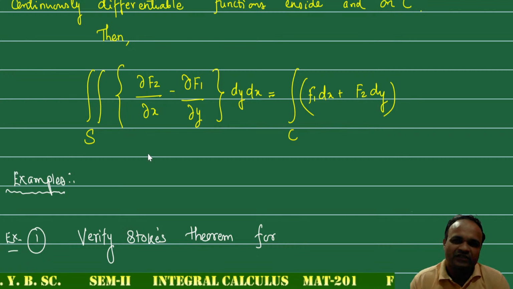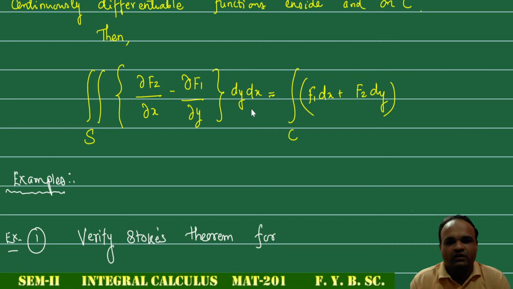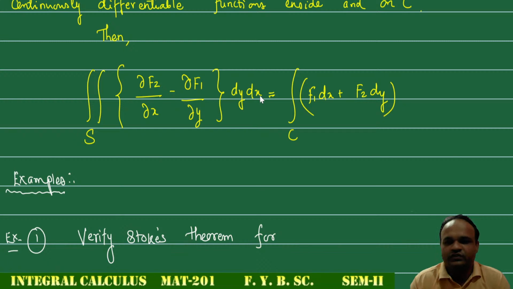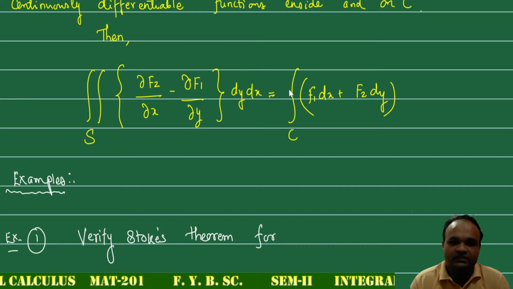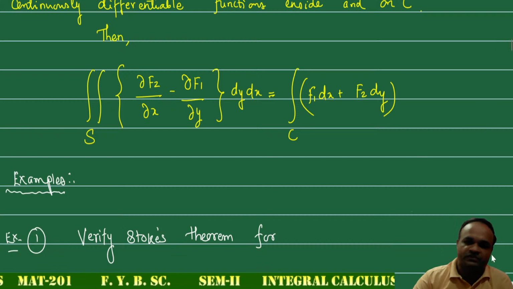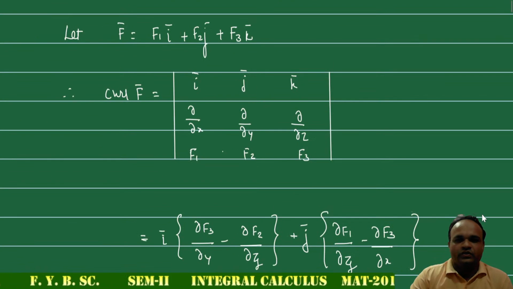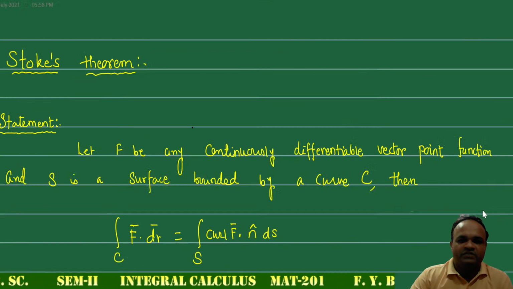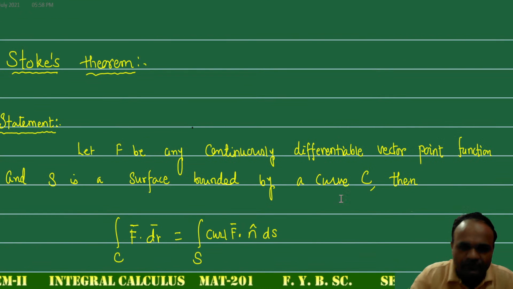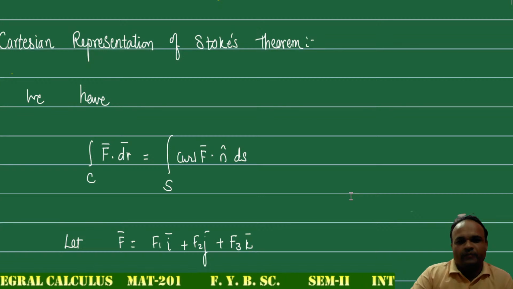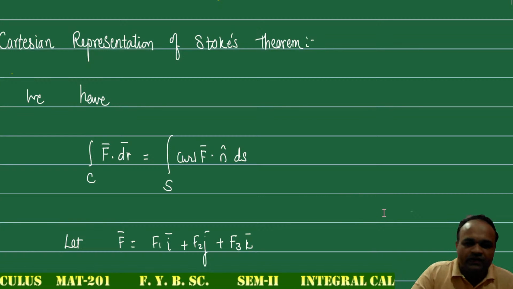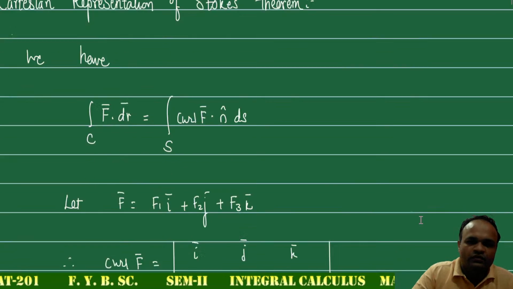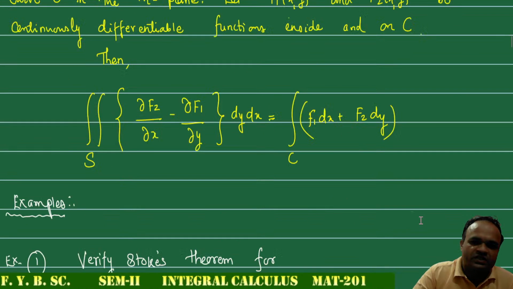So this is the statement of Green's theorem, or in particular it is Stokes theorem in the plane, means two dimension. So original Stokes theorem is in 3 dimension. So in particular Green's theorem is a particular case of Stokes theorem in 2 dimension. It is 2 dimension case of Stokes theorem.